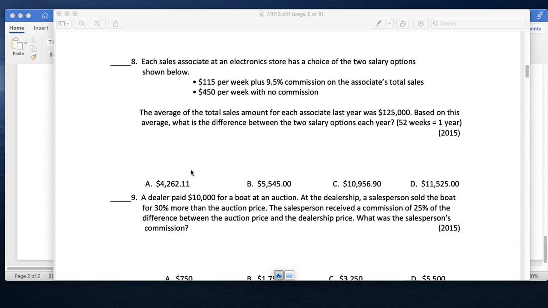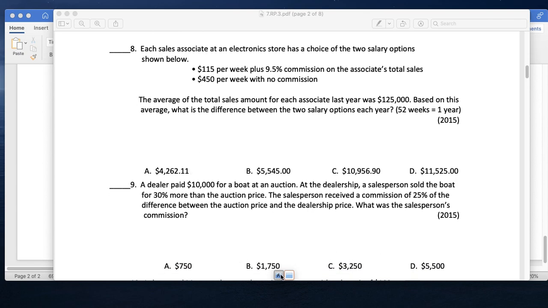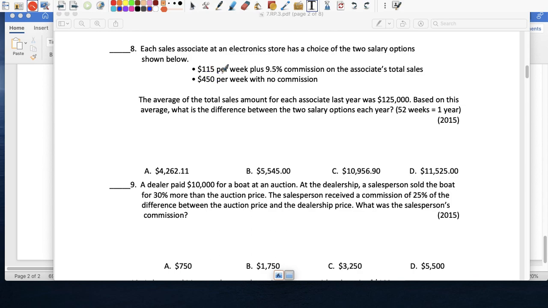So some of you had questions on this. So you had two people. One person makes $150 per week plus 9.5% commission. The other one just makes $450 with no commission. So let's do the easy one. Let's call this A and B. The B person, per year, makes $450 times 52 weeks. He makes $23,400, the whole year. The other guy makes $115 per week, guaranteed, times 52. That gives $5,980. That's what he makes.